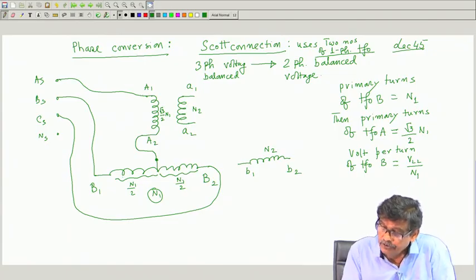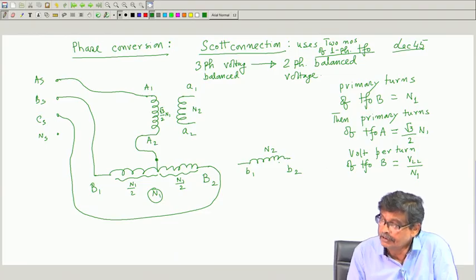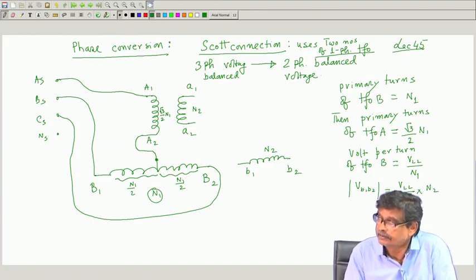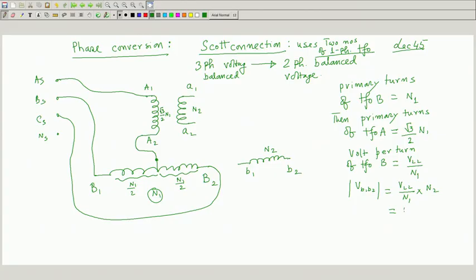Therefore, what will be the induced voltage in the secondary of transformer B? So, the voltage magnitude V1, V2 will be the volt per turn of transformer A into N2. So, this voltage will be N2 by N1 into VLL. Clear? Okay.